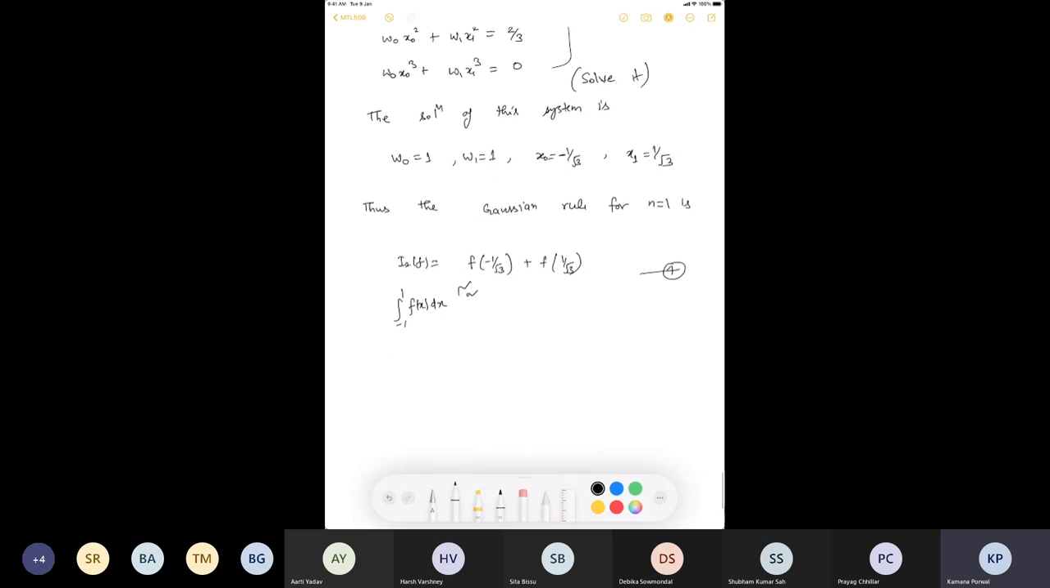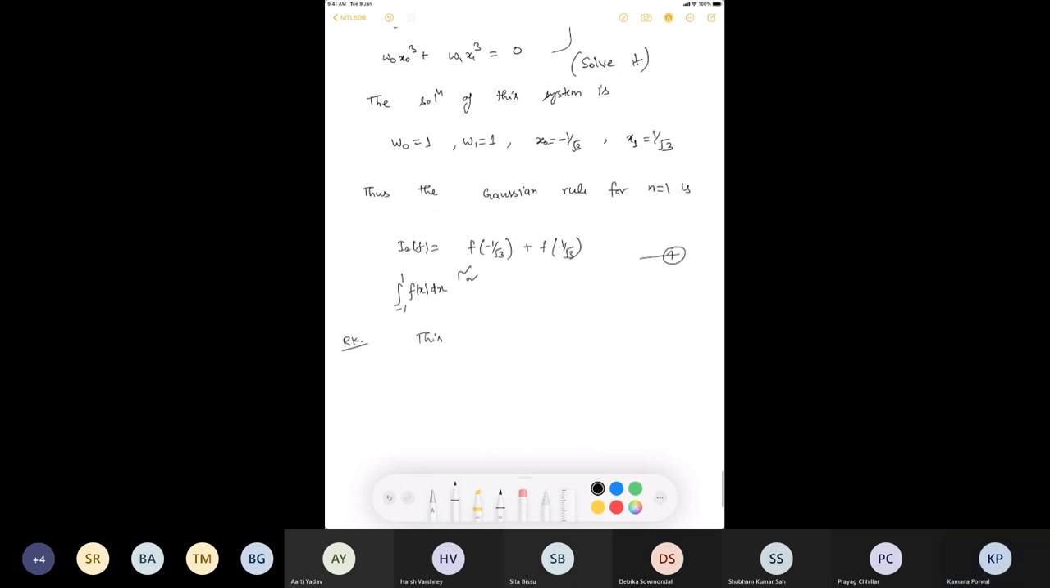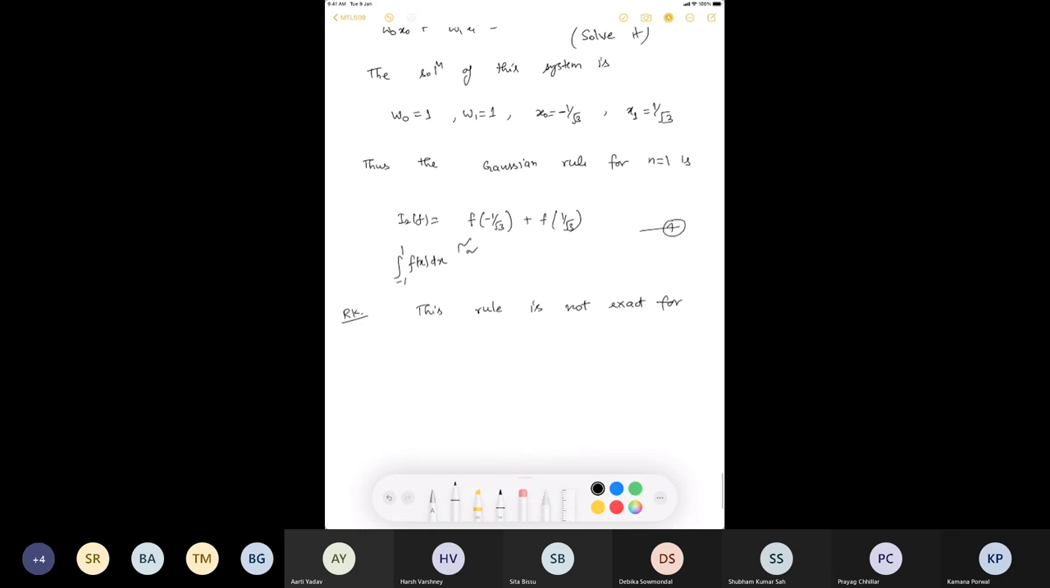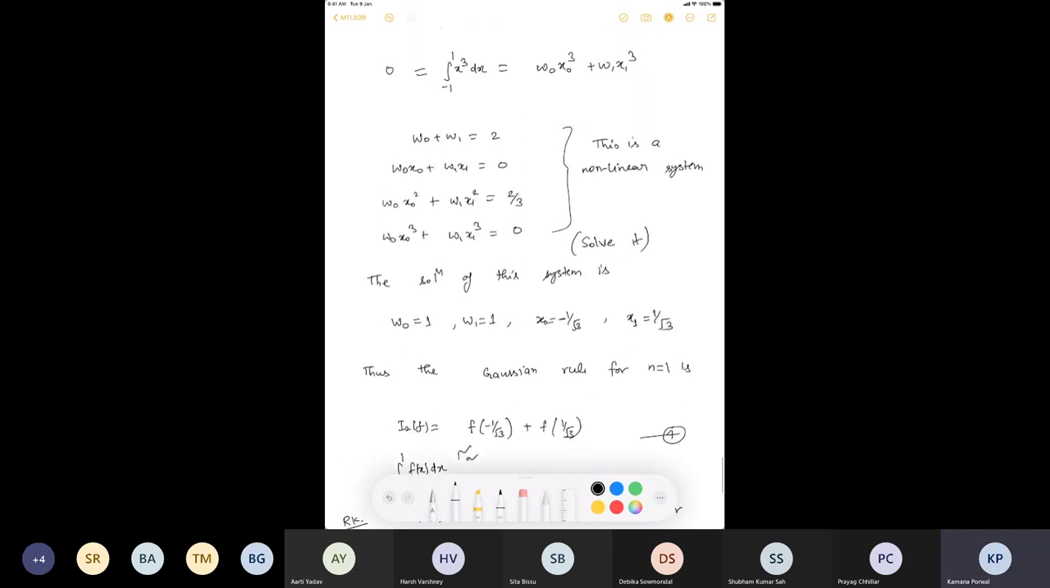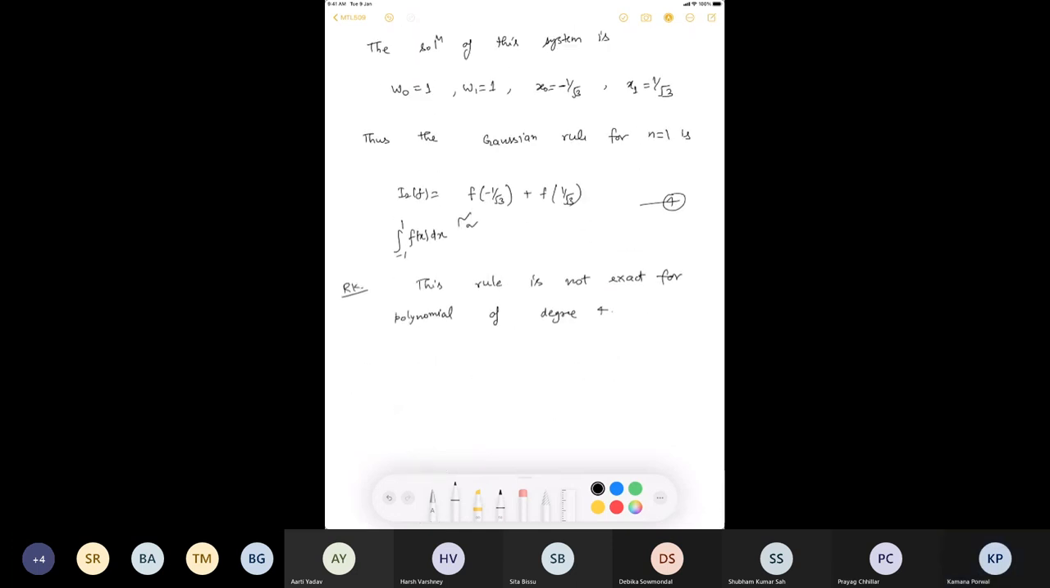And you can check here that this rule is not exact for polynomials of degree 4. Of course, it is exact for polynomials of degree less than or equal to 3, because this is how we have designed it, right? But it is not exact for polynomials of degree 4 or higher.